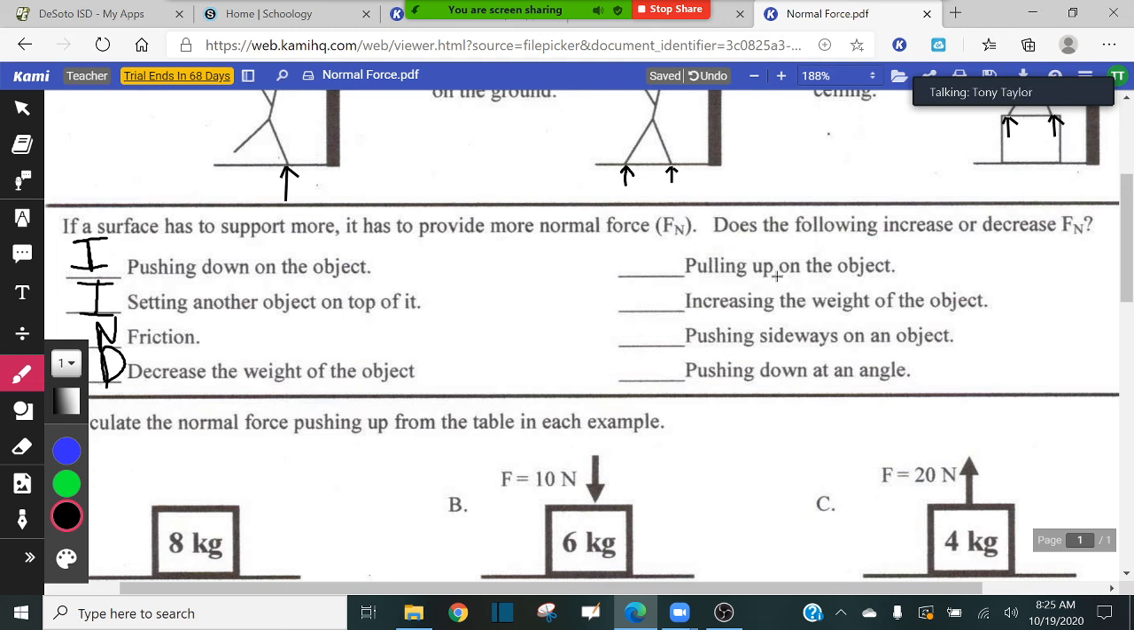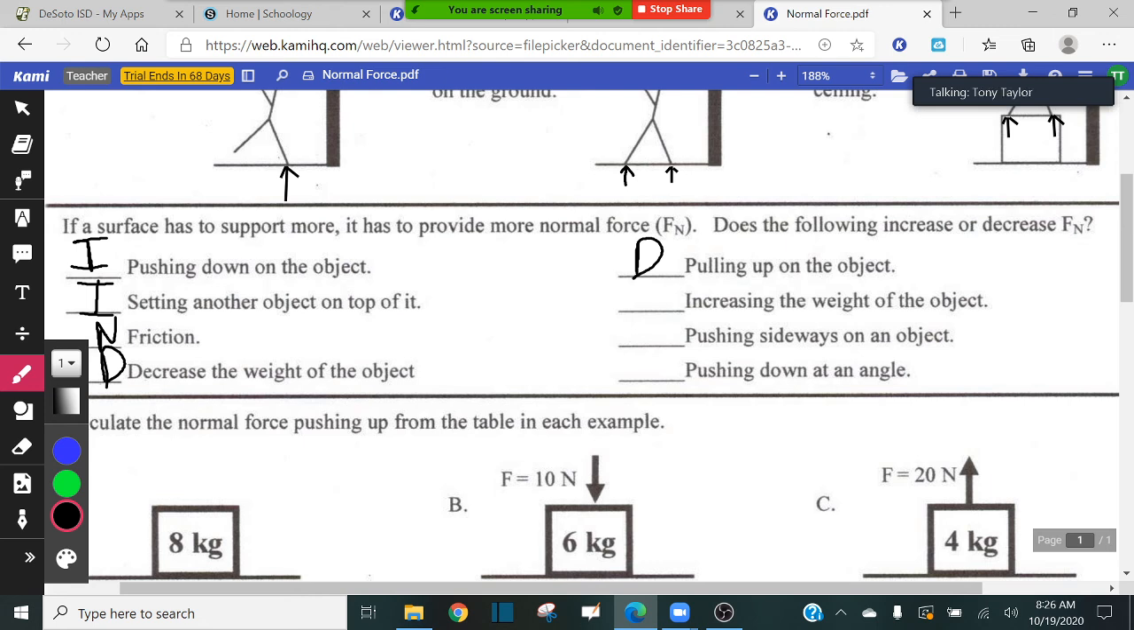Now, what about this situation right here? This is a situation we haven't talked about here. What happens when you pull up on an object? So we already talked about pushing down on an object. So if I have this book here, we know that pushing down on the blue book increases the normal force here. But what if I slightly pull up on the blue book? By me slightly pulling up on the blue book, that should be the opposite. That should decrease the normal force.